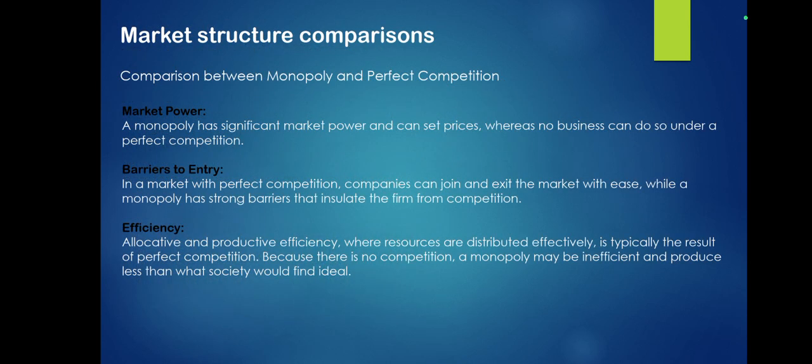So now we're going to talk about the market structure comparison. Firstly, we're going to compare monopoly and perfect competition. When it comes to market power, a monopoly has significant market power and can set prices, whereas no business can do so under perfect competition.